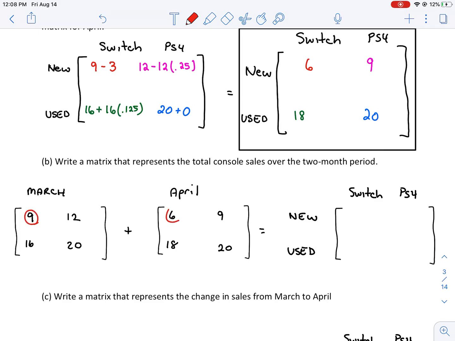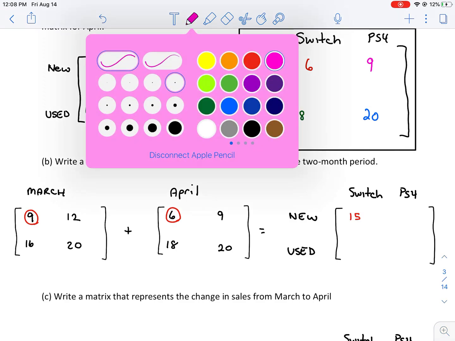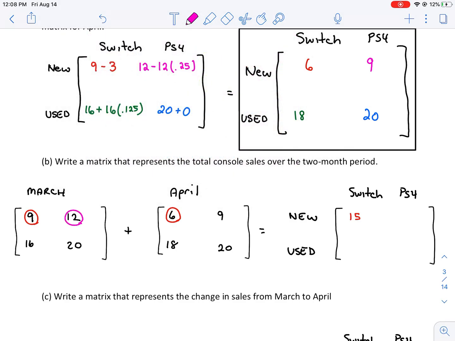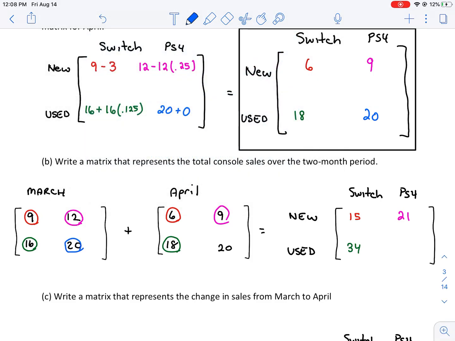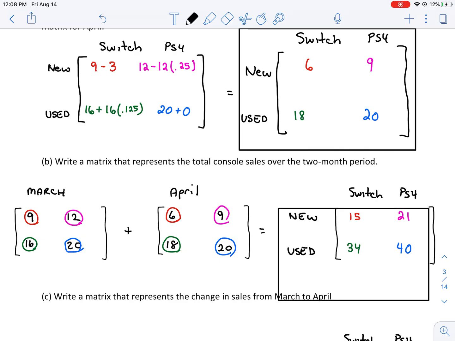So 9 plus 6 is 15. 12 plus 9 is 21. And I'll finish adding the corresponding entries now. And that is the total sales matrix for the 2-month period.